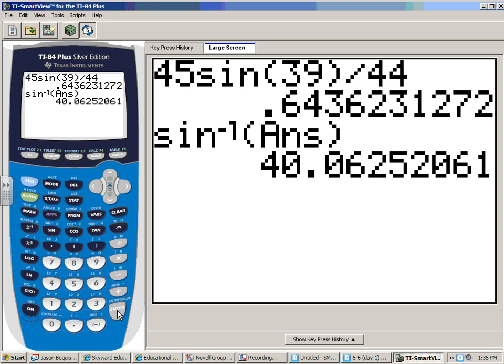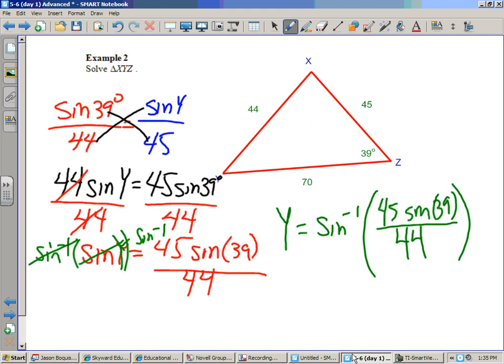Is that believable? 40.1? That's about what you were telling me anyways, right? It was just going to be a little bit bigger than 39. So 40.1. So could I use law of sines to figure out angle x? You could. Oh yeah, let's just go, it's 180 minus how much has been used up, which ends up being 100.9.